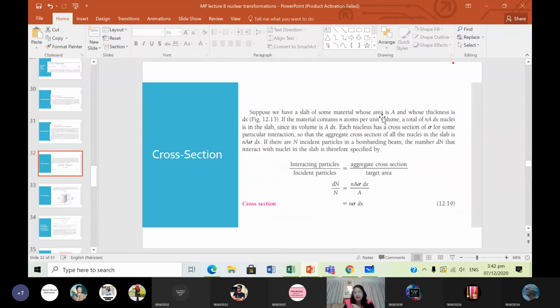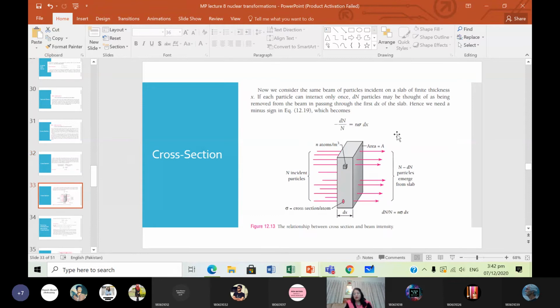So suppose we have a slab of some material whose area is A, whose thickness is dx. N is the number of atoms per unit volume, and sigma is the cross-section area of that, and dx is the width of that. So sigma dx will be the volume, and N is the number of particles per volume. So dN by N will be given by interacting particles divided by incident particles, which is given by aggregate cross-section divided by target area. And aggregate cross-section is given by NA sigma dx divided by target area, which is A.